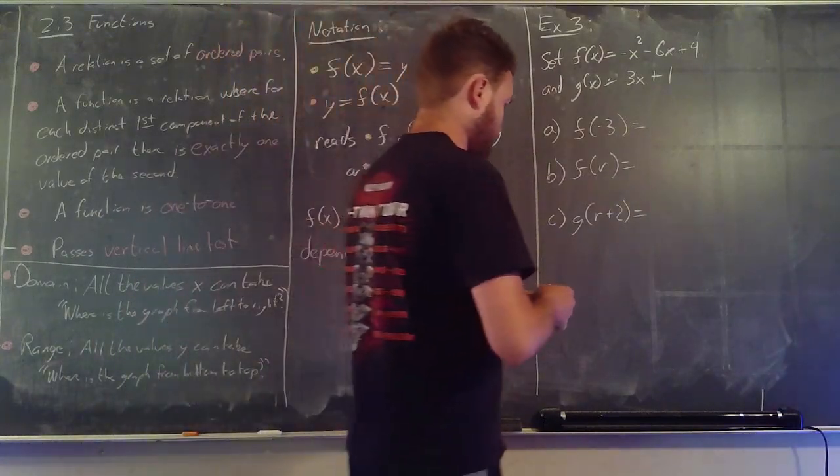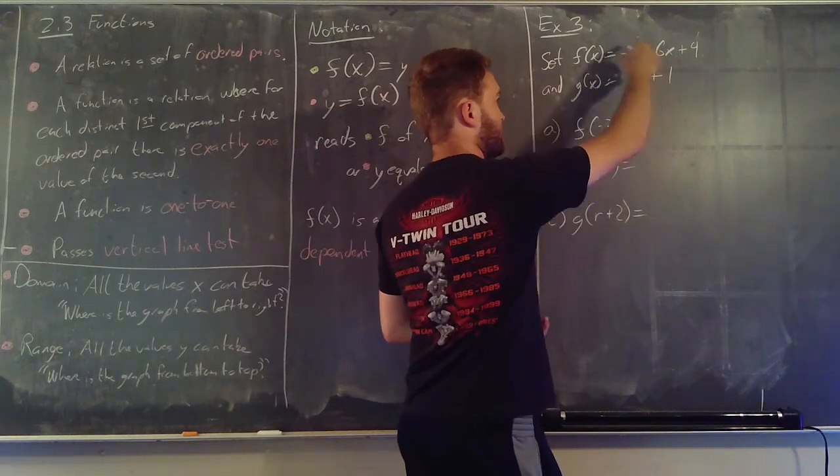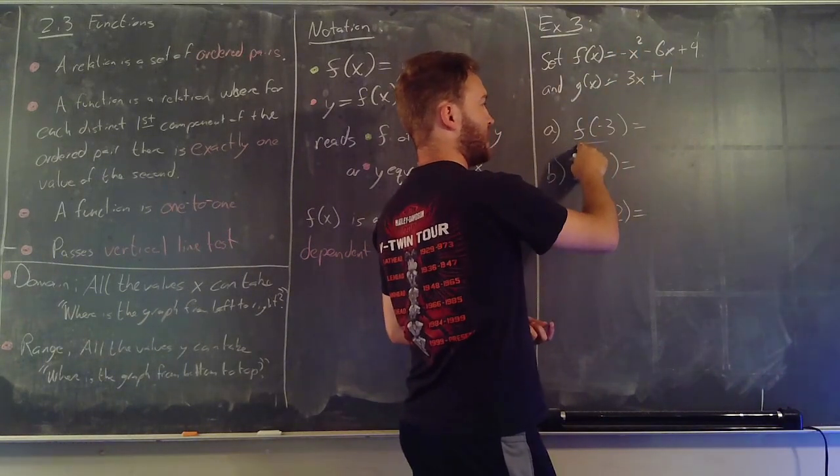So how does this work? What I'm going to do when I see function notation like this, and I've got a statement of what that function is, is this says take the function named f and copy it down.